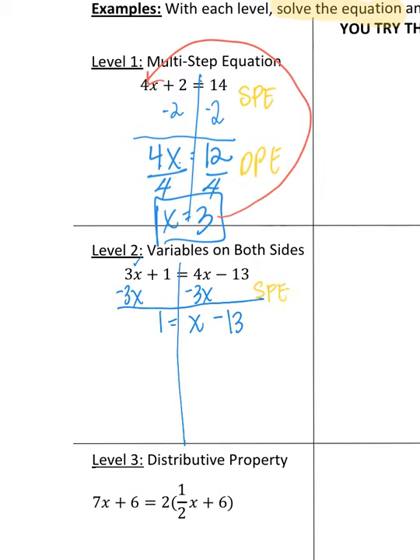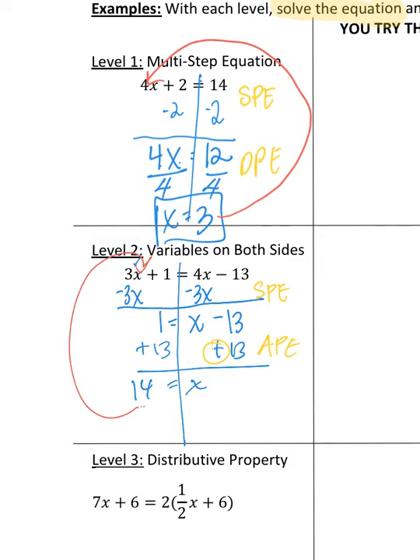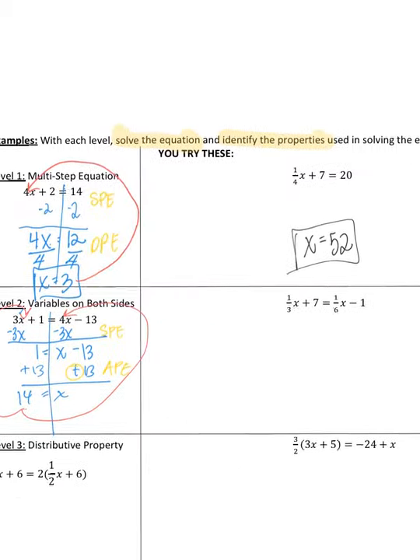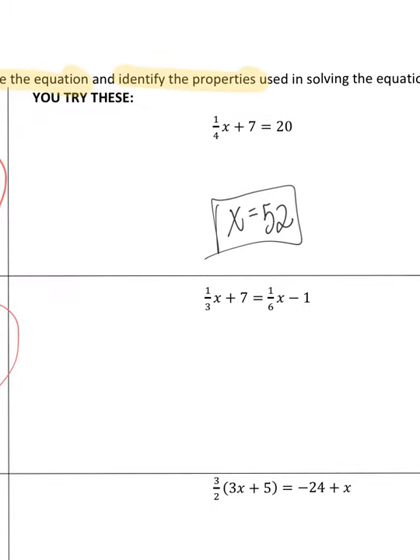Well, what operation was used? See a big old addition sign there? Add 13. It's the addition property of equality. We get x equals 14. Just like before, if you wanted to, plug that 14 into both locations where x is to make sure your equation is balanced. Take a second, go over to the side, and try out this equation over here.